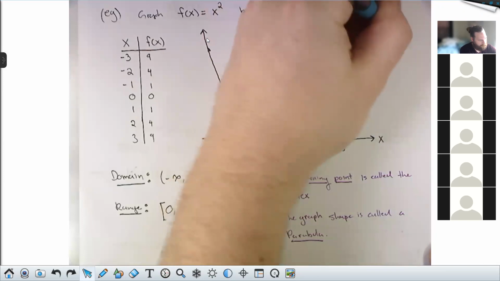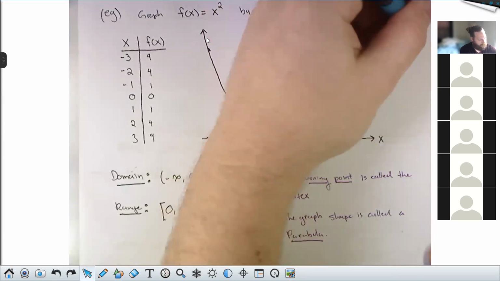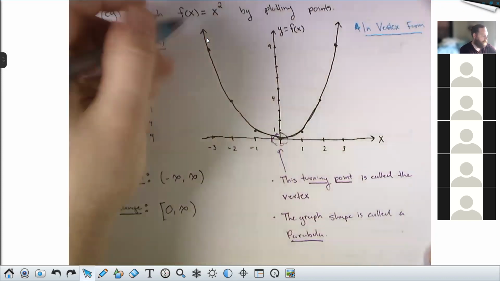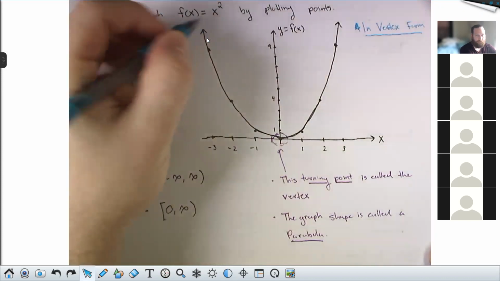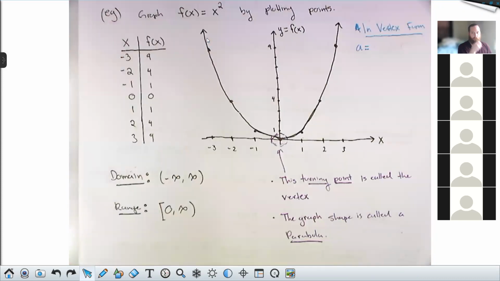In vertex form. So A here, what is A? Remember, the lead coefficient is the same no matter what form you're in. So if you look at this right now, which is in standard form, you can see what A, B, and C are.